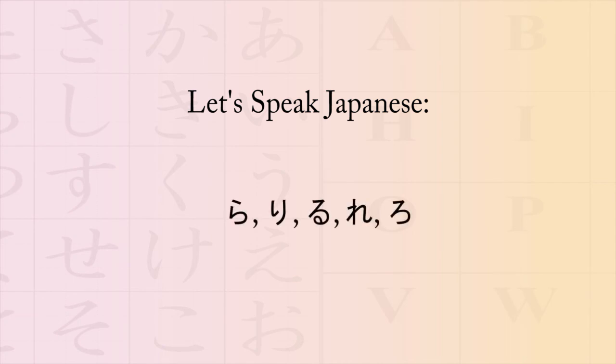So now if you combine all the letters together, it becomes ra, ri, ru, re, ro. Once again, ra, ri, ru, re, ro.